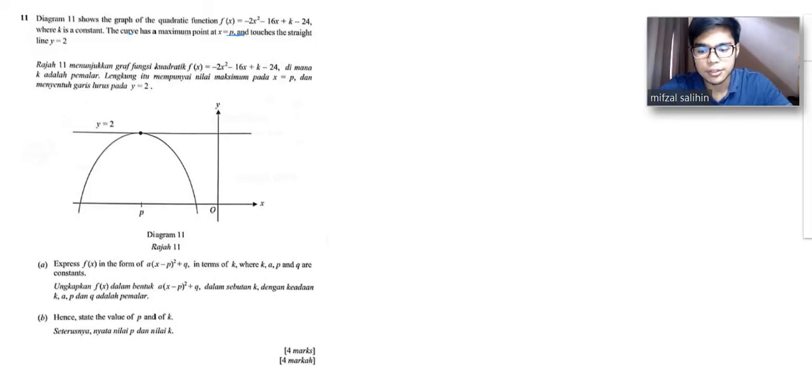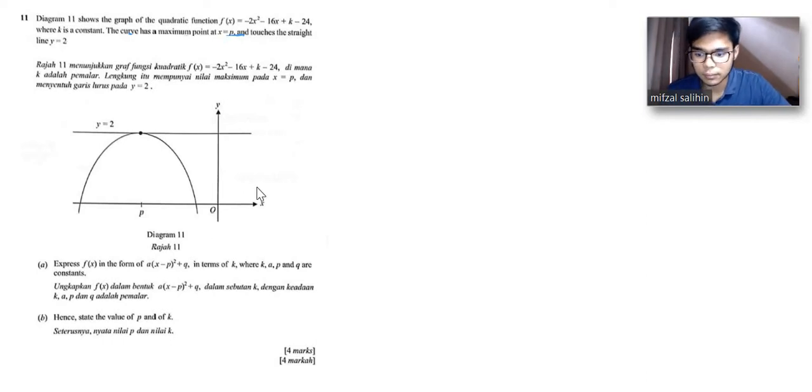Diagram 1 shows the graph of the quadratic function f(x) equals negative 2x squared minus 16x plus k minus 24, where k is a constant. The curve has a maximum point at x equals p and touches the straight line y equals 2. (a) Express f(x) in the form a(x minus p) squared plus q in terms of k, where k, a, p and q are constants. (b) Hence, state the value of p and of k. Alright.